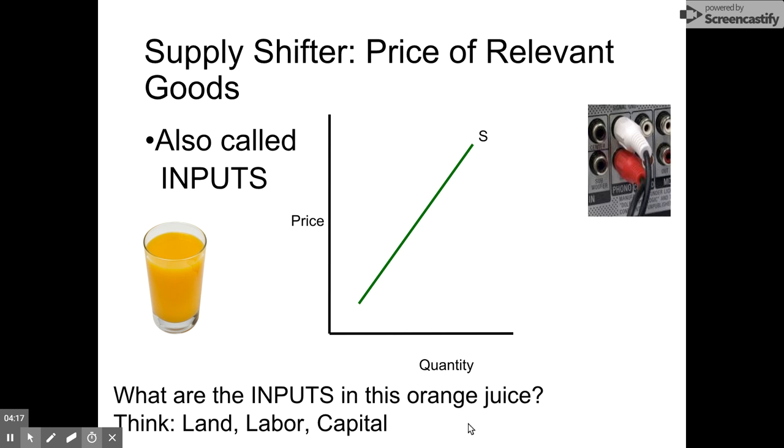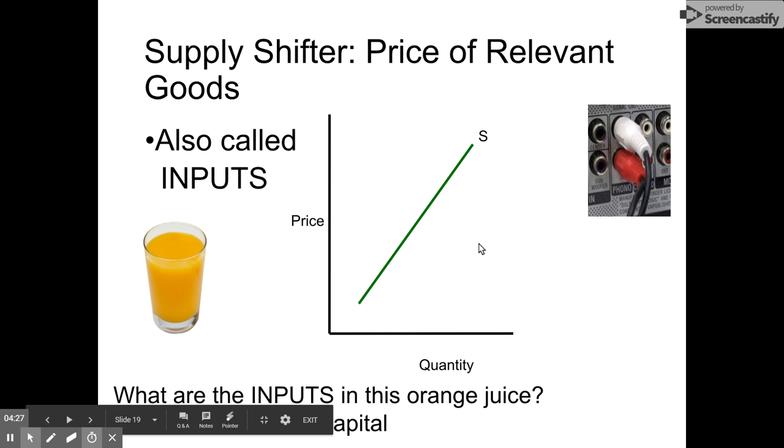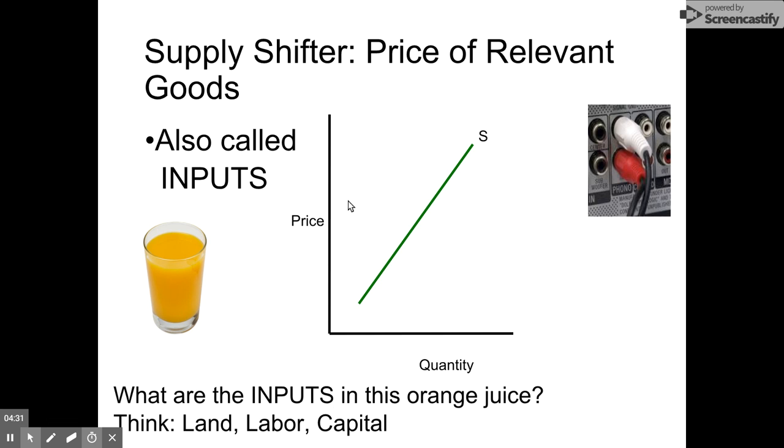Those are all inputs. And so, if any one of those prices of any input increases in price, you have a left shift. If any of these input prices fall, you have a right shift. Because as these items fall in price, as inputs fall in price, the product becomes more profitable. Companies want to supply more. As these input prices rise, companies want to supply less. You have a left shift.